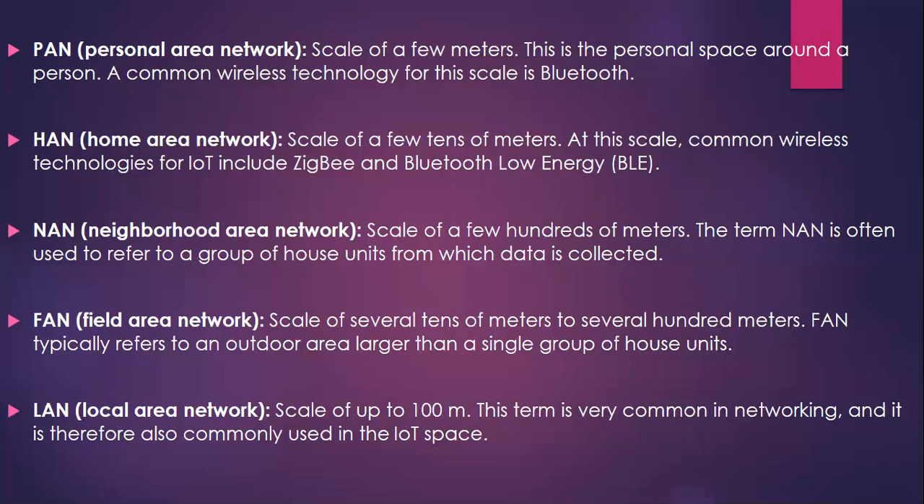FAN means field area network. Regularly, we are using this field area network in case of IoT. The scale is several tens of meters to several hundreds of meters. FAN typically refers to an outdoor area larger than a single group of house units, meaning one complete area. So NAN is for one first cross, but if you want to deploy the network for 3 different crosses, then we can go for FAN.